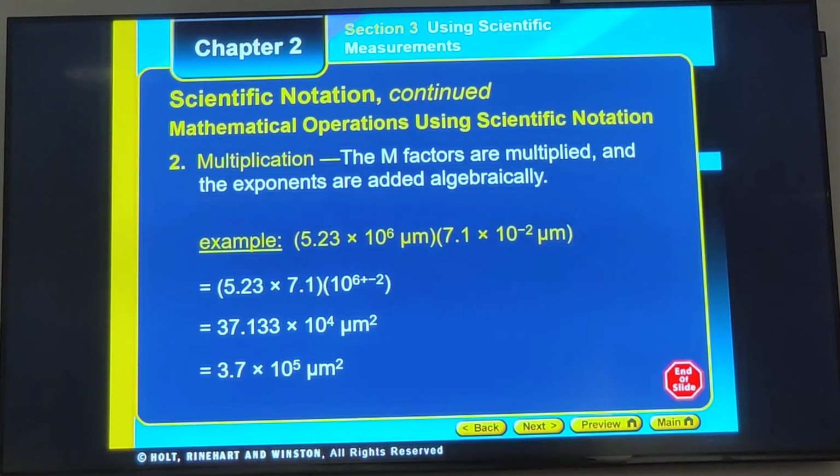So round it off to how many significant digits should my answer have? Okay, so when I'm looking at deciding which one, I only have to look at the stuff in front of the times 10. Remember, all of those are significant. So 5.23 has how many? 3. 7.1 has how many? 2. So my answer should have how many? 2. That's why it's 3.7. Right, good?